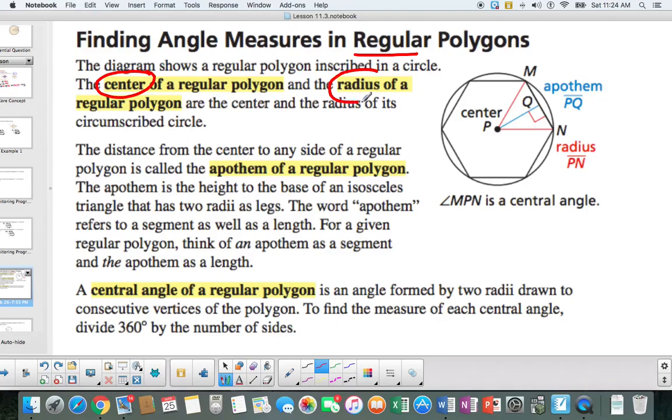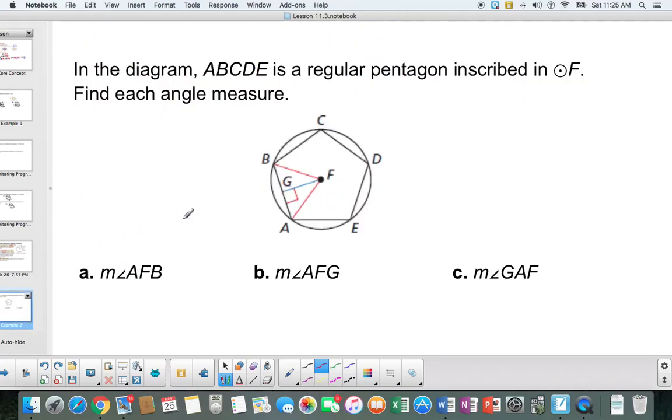We are going to have a radius of the regular polygon. This is the radius of the regular polygon, which is also the radius of the circle. We are going to have what we call an apothem, and an apothem is this right here. It is the height of this isosceles triangle, which is going to be very important in a few minutes. And we also have a central angle, which is made up of two consecutive radii, and that angle that's formed between them is a central angle. Let's go ahead and practice.